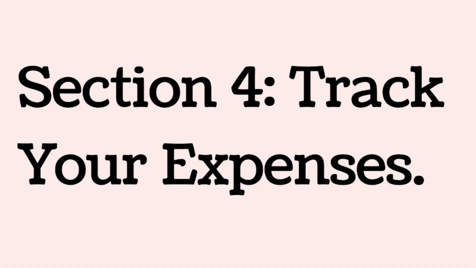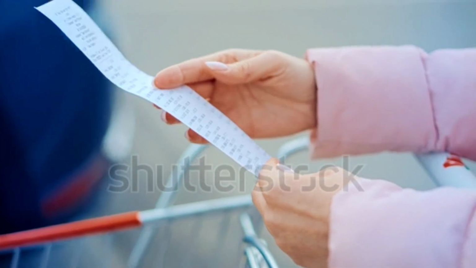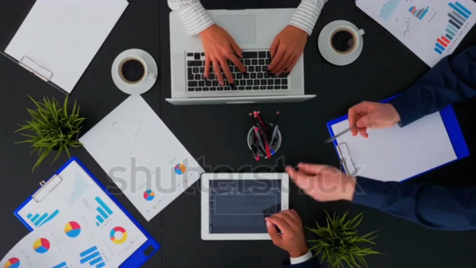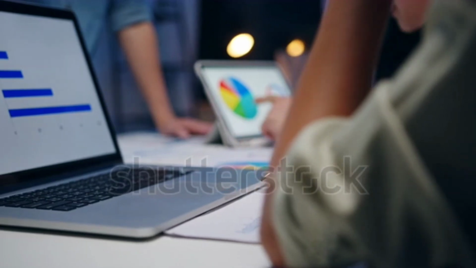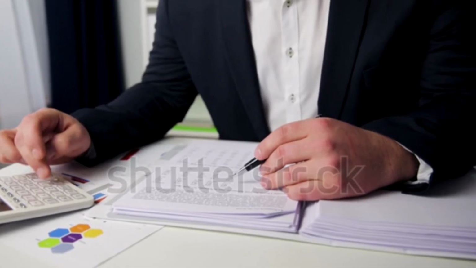Section 4, track your expenses. Now it's time to track your expenses. Categorize them into fixed expenses like rent or mortgage, and variable expenses like groceries and entertainment. Don't forget to include occasional expenses like annual subscriptions or car maintenance.